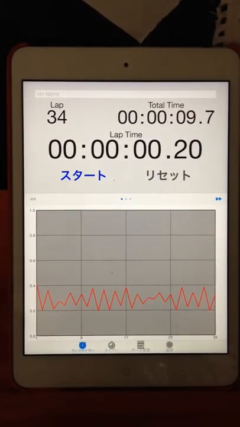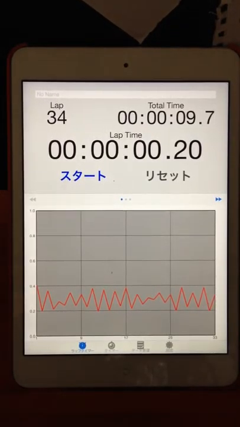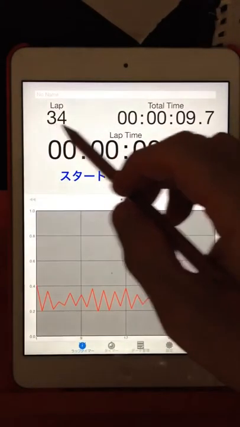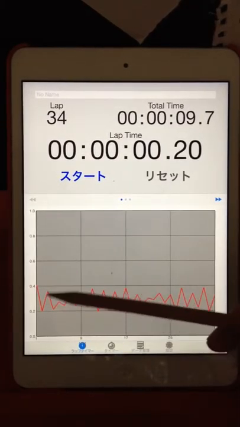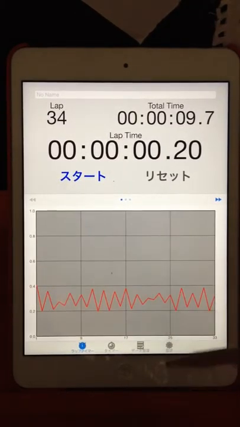Today, 9.7 seconds for 3-4 laps, multiply 2 equal 5.7. 5.57 seconds for 1 beat front and back.